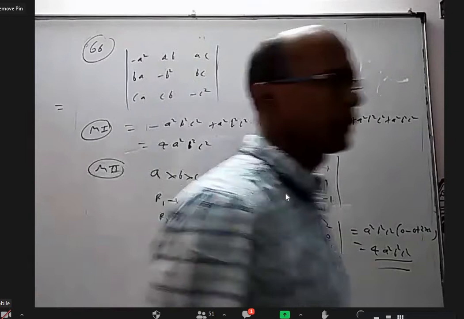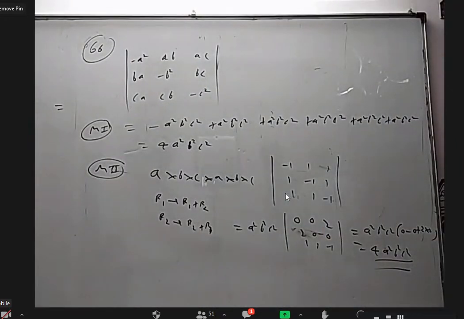Both are nice. Sir, we can also add column 2 plus column 1 and column 3 plus column 2. Are you saying in method 2 or straight away in the question? Method 2. Okay, in method 2, yes, instead of adding rows, you can add columns also. Either this way or that way, same.